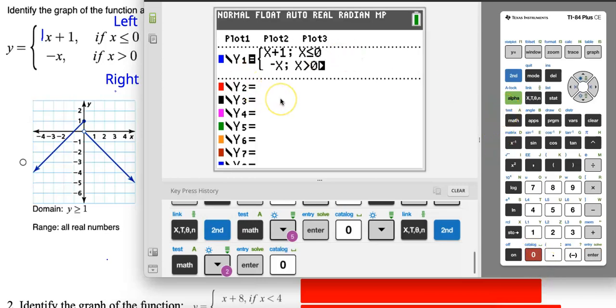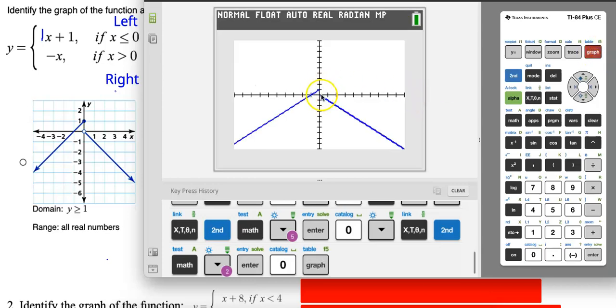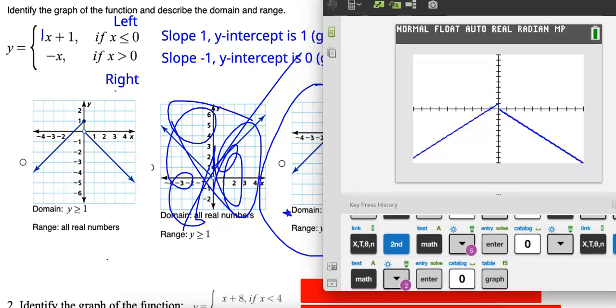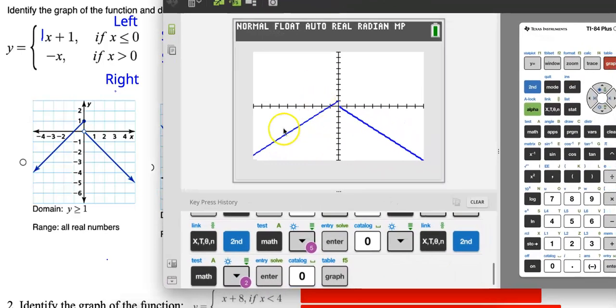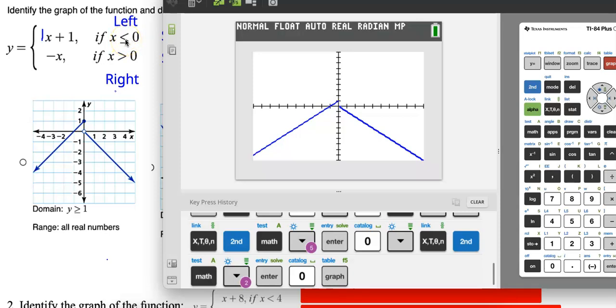So once you've got that typed in, you're going to press graph. The sad part is it does not give you the open and closed circles, so you do need to know that. But this will at least help you identify the correct shape of the graph. So knowing that this left side would need to be closed in because it was equal to. And that's how you graph.